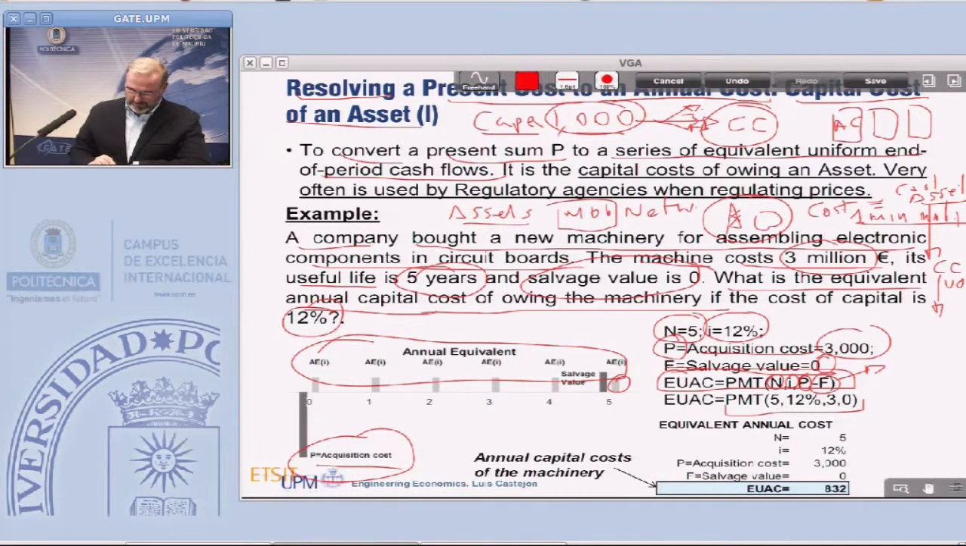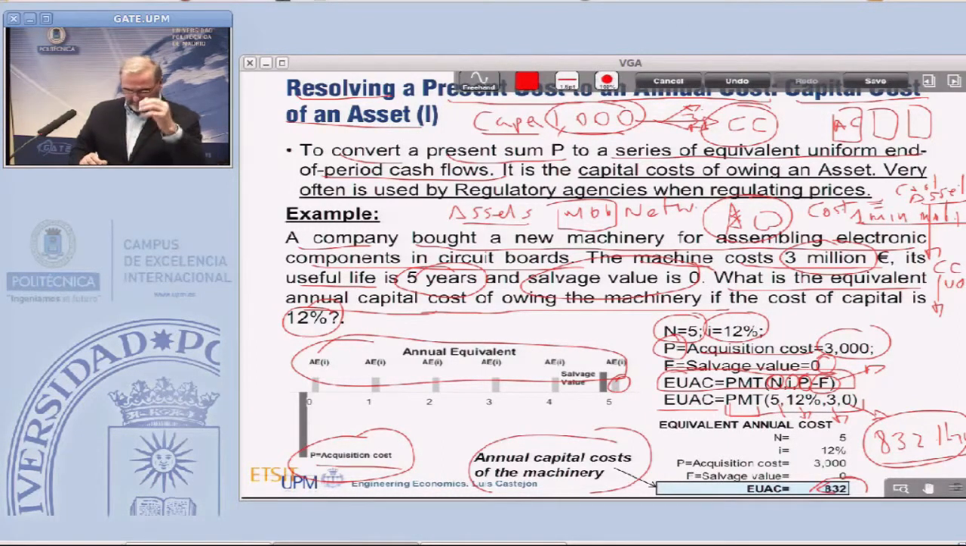The payment, which will be the annual equivalent cost, is equal to the payment during 5 years at 12% cost of capital, of an initial amount, present value, of 3 million, and a future value of the machine of 0. And then the annual equivalent cost of using this machine is 832,000 euros. So this is the annual capital cost of this machine.